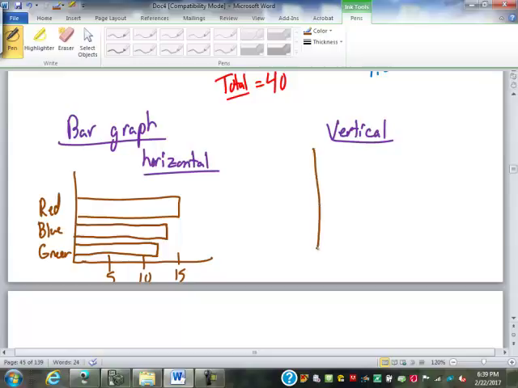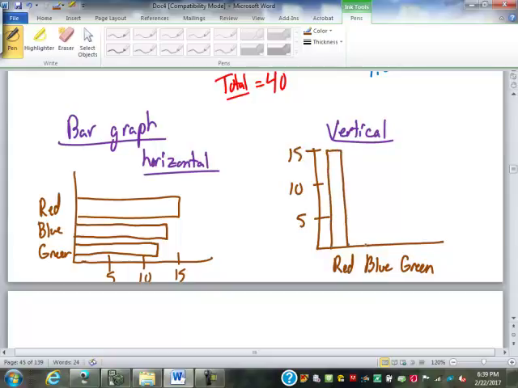Now do a vertical bar graph. The categories go along the bottom: red, blue, green, and you number up the sides. So 5, 10, 15. Red goes up to 15. Blue goes up to 13. Green goes up to 12.